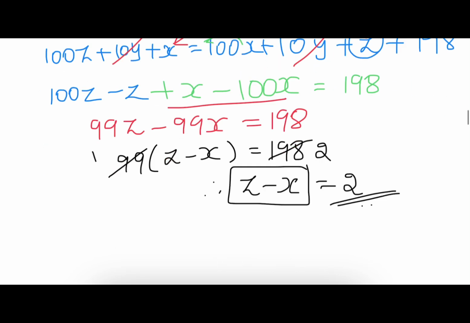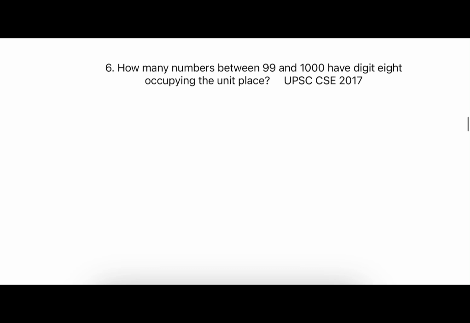Let's now go to the next question. How many numbers between 99 and 1000 have digit 8 occupying the unit's place? This is a Civil Service Examination UPSC 2017 question from paper 2. Since we are supposed to start from 3-digit numbers, because 99 is a 2-digit number and of course there is no 8, immediately we have the 3-digit number which is 100.